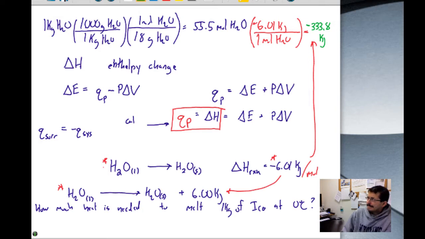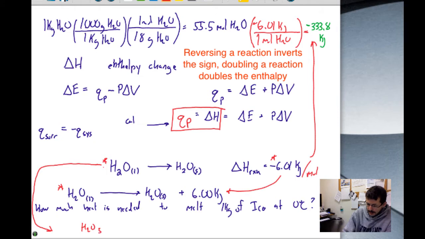Well, we were melting ice. Heat doesn't flow out of melting ice. Heat flows into melting ice. So we have to take into account that when we actually melt ice, this reaction is flipped. H2O solid going to H2O liquid. And when we flip a reaction, it changes the sign.